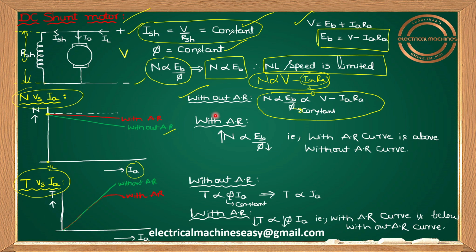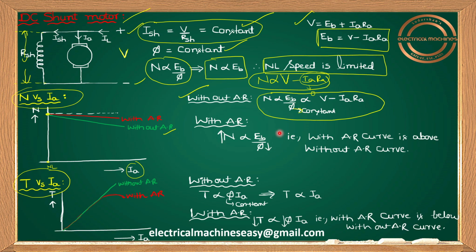Okay. And let us see with armature reaction. Already, I think I told you in armature reaction itself, because of armature reaction, demagnetizing effect will come into picture. Because of that, flux will reduce. Whenever flux is reducing, N value will increase. So with armature reaction, because of demagnetizing effect, flux is reducing, N will increase.